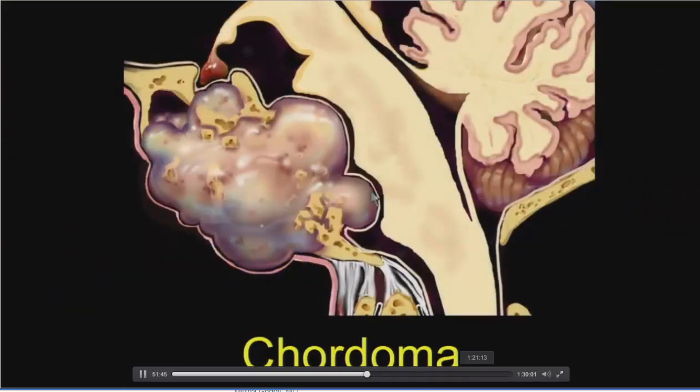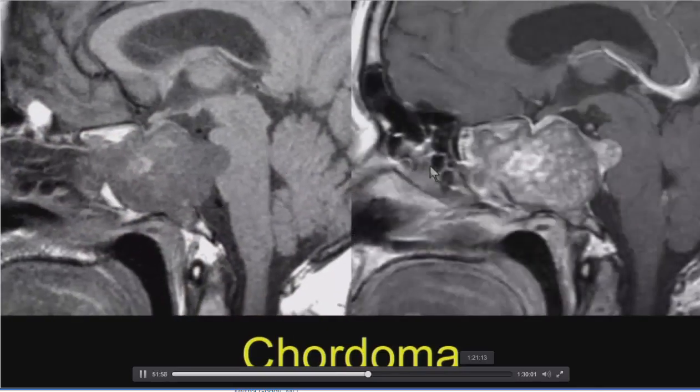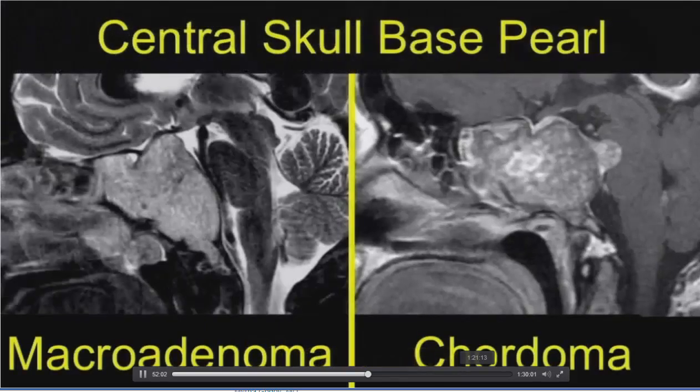So if I do have a lesion there at the central skull base and I see normal nasopharyngeal tissues below and I see a normal pituitary above, I may be thinking about this pathology, especially if it goes back and thumbs the pons like this. And then it may have heterogeneous enhancement in that area, but I can still see a normal pituitary above it. So that's another good pearl for us.